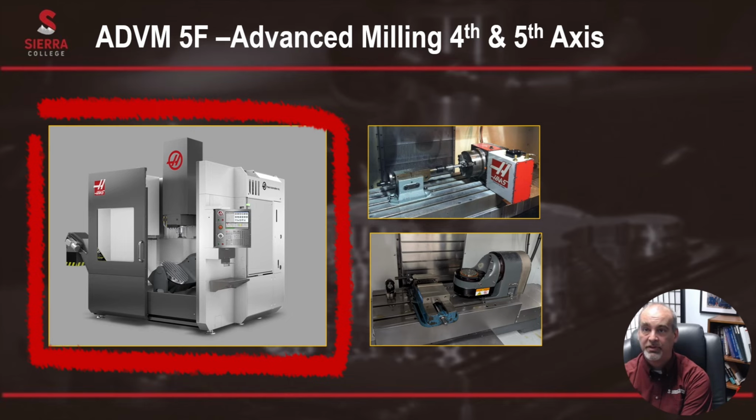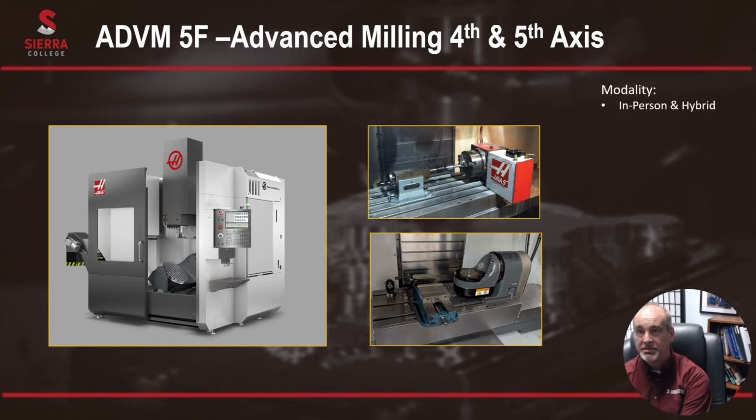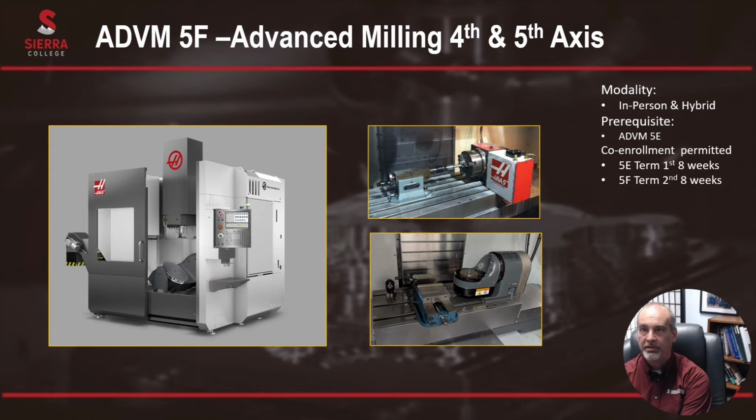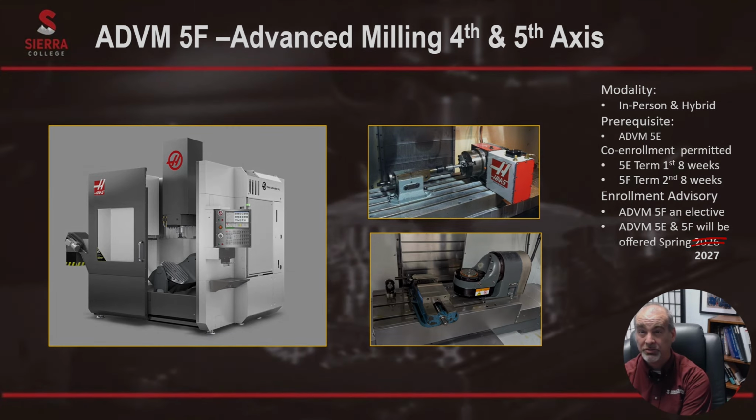They're called UMC 750s. They cost about $350,000 each, and you will get an opportunity to run those if you take ADVM 5F. The modality of that class, it switches back and forth between in-person and hybrid. It's typically hybrid. It's an advanced class. The prerequisite is 5E. And you can co-enroll in 5E in the first 8 weeks of the term and 5F in the second 8 weeks of the term. We do have an enrollment advisory. ADVM 5F is an elective. You don't have to take it. And ADVM 5E and F will be offered in the Spring of 2027.